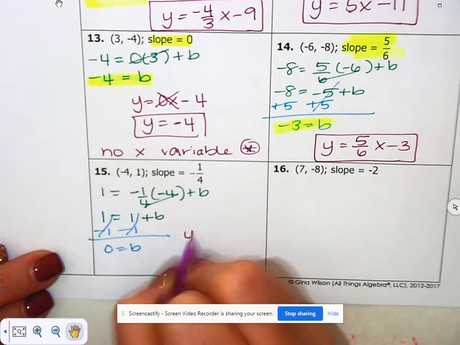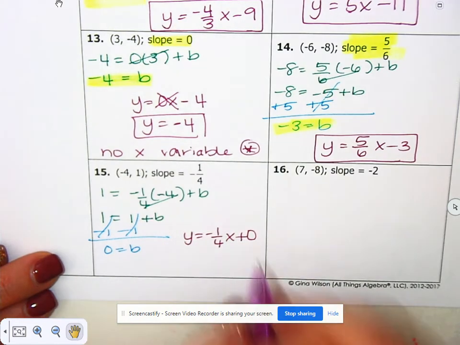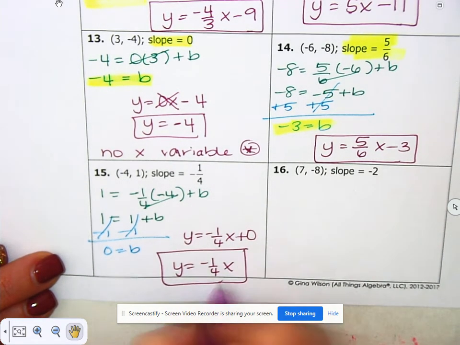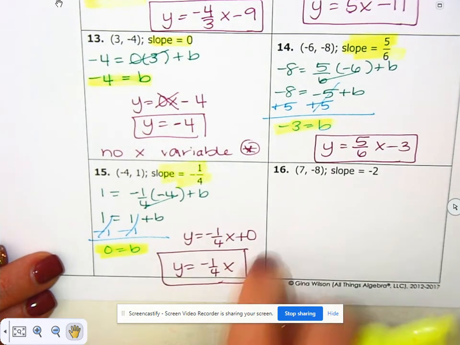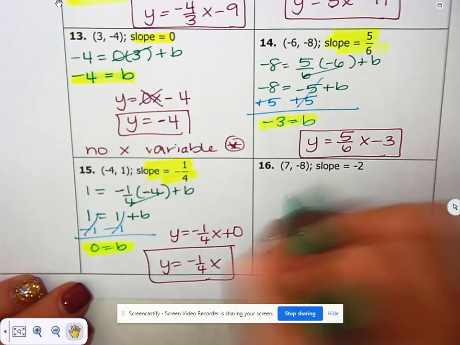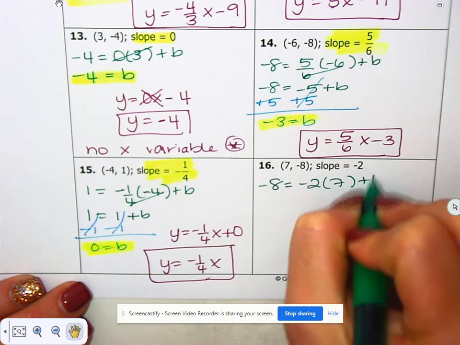So 0 equals b. So out of habit, I'm going to put y equals negative 1/4 x plus 0. But remember, EOC-wise, that plus 0 won't be there. So it's just y equals negative 1/4 x. Okay? Again, if you turn the plus 0 in to me, you're fine. All right, but just understand multiple choice-wise on an EOC, it wouldn't be there.